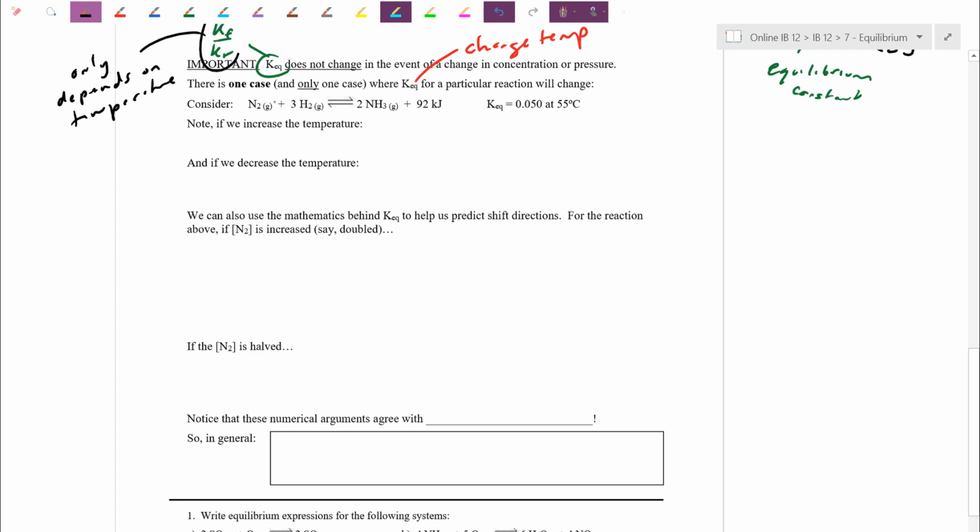Currently, it's written as an exothermic reaction. The KEQ is currently 0.050. I can already make a conclusion here. Because the KEQ is small, I know that the reactants are favored. Right? I should have much more reactants than products.